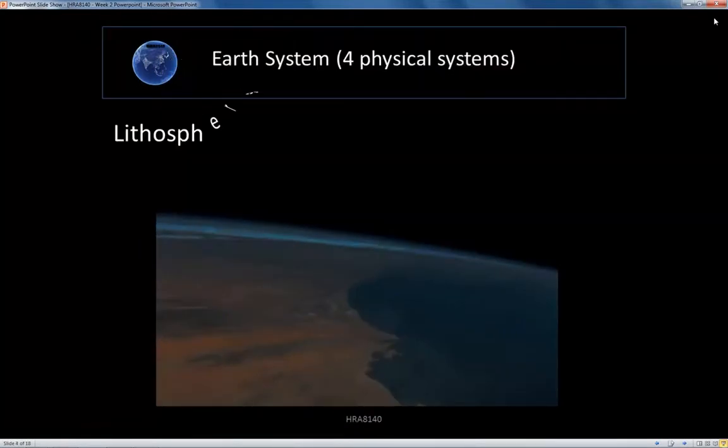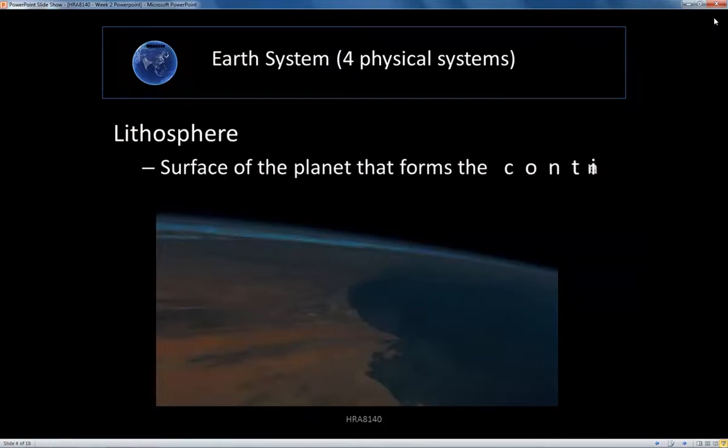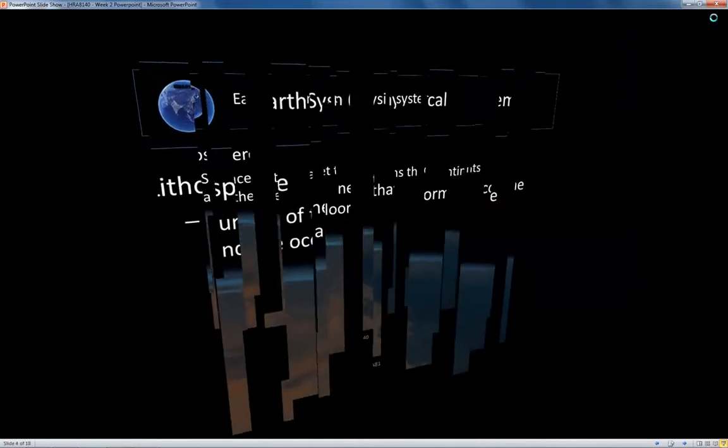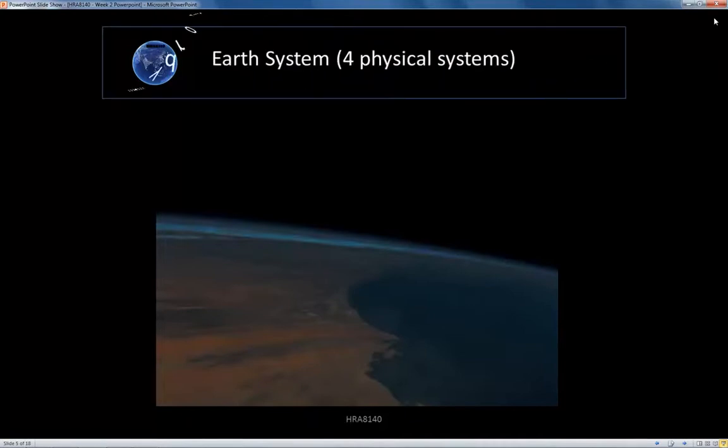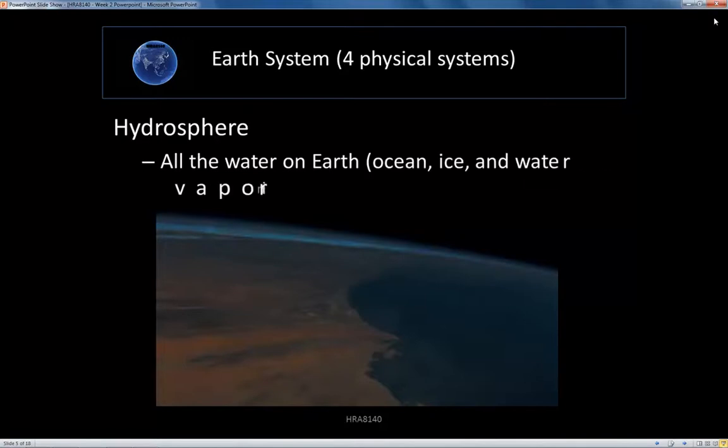Second physical system is the lithosphere. This is the surface of the planet that forms the continents and the ocean floor. The third is the hydrosphere. The hydrosphere includes all the water on Earth, including lakes, oceans, the ice, and water vapor in the atmosphere.